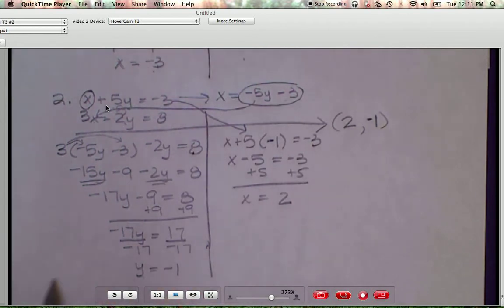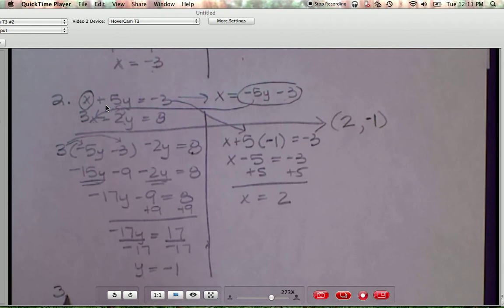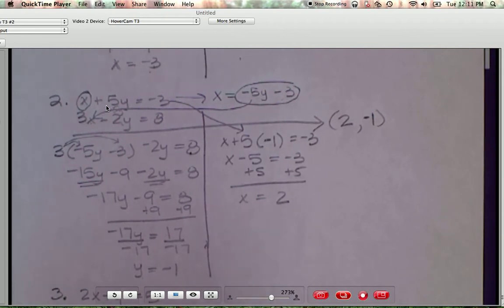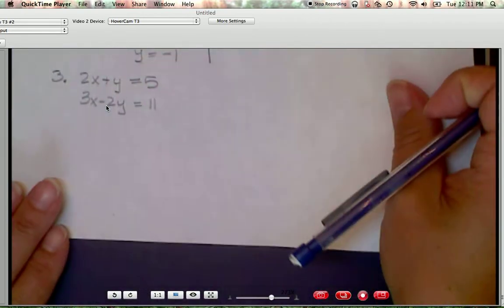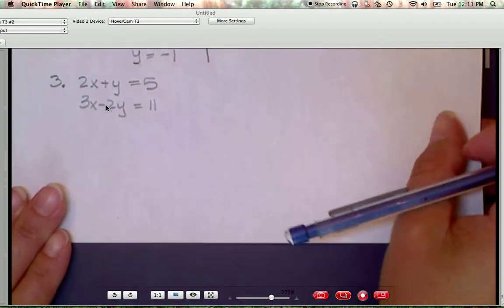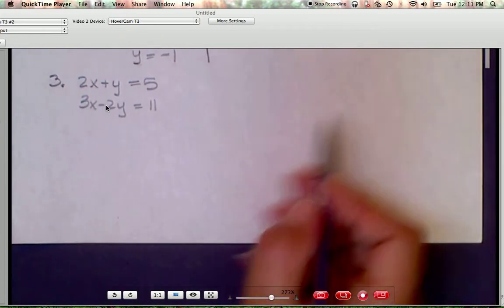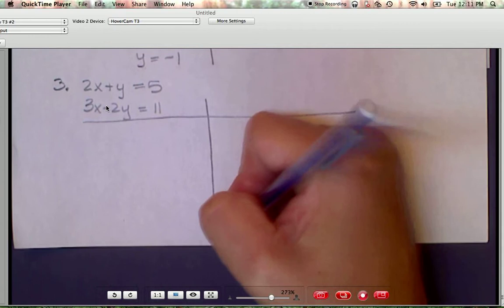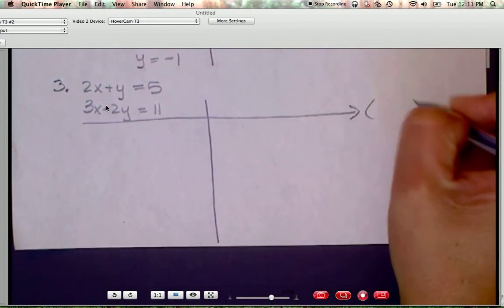I want you to try number 3 on your own. 2x plus y, we'll do it together, equals 5. And 3x minus 2y equals 11. We'll do this one together. All right, so make your table. At the end, we should find a point.